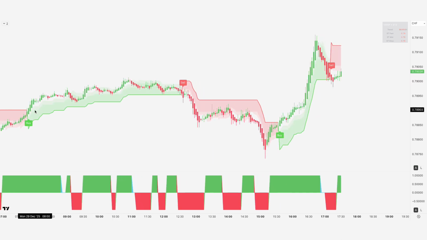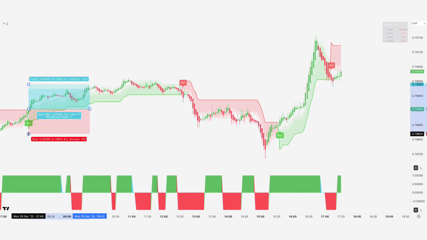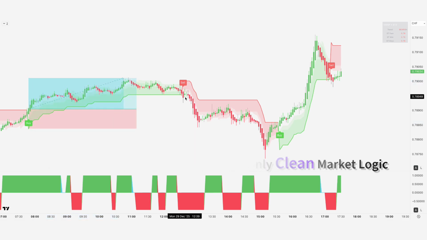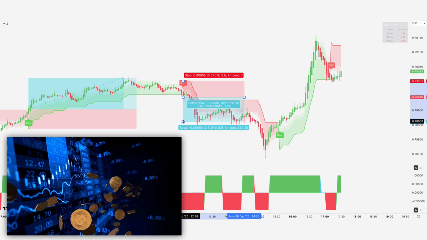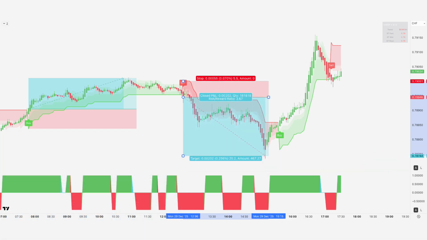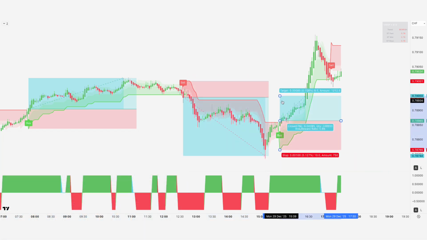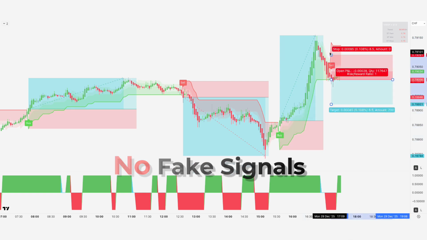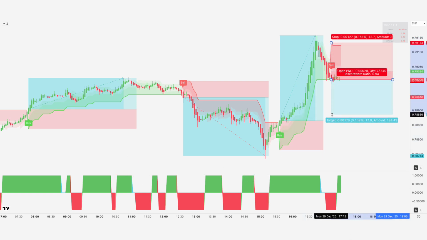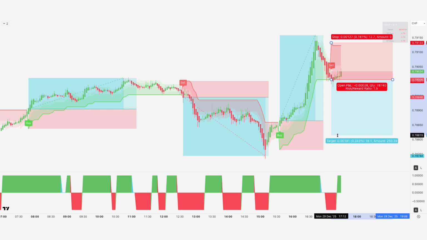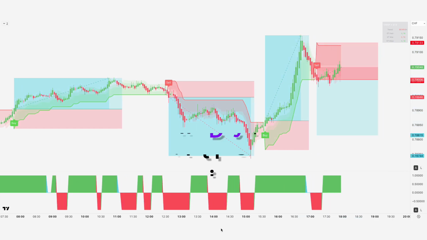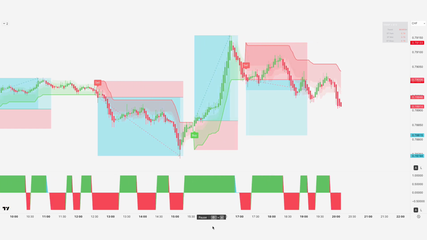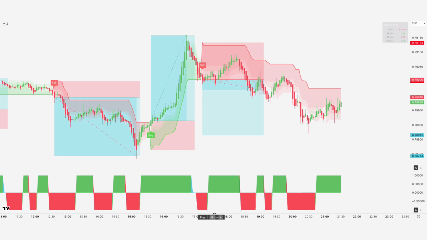Not because it looks fancy, not because it promises impossible results, but because it focuses on one thing, only clean market logic. This indicator doesn't chase every move. It filters noise, respects trend direction, and stays silent when the market doesn't make sense. That's why I call it no fake signals, because it doesn't force trades. It waits for alignment. I tested it across different market conditions, trending days, slow days, volatile sessions, and what stood out was not the number of trades, but the quality of setups.